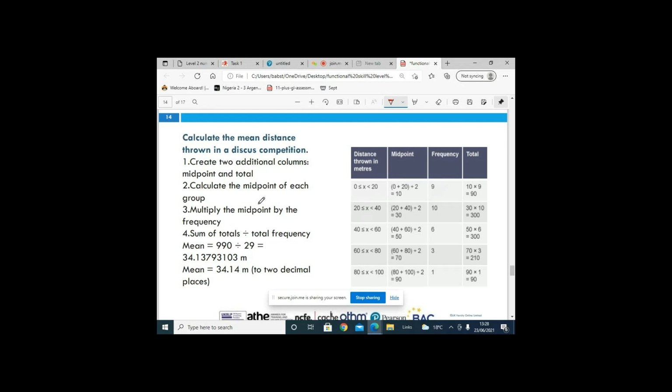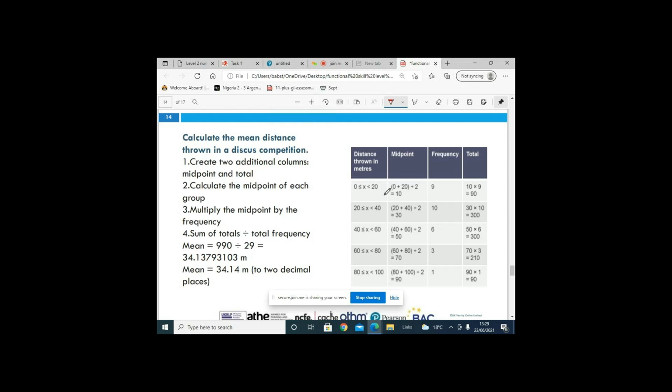So this is what they call the estimated mean. From 0 to 20, the frequency is 9. Between 20 to 40, you find 10. Between 40 to 60 is 6. Between 60 to 80 is 3. Then between 80 to 100, you find one number there. So in this case, you don't have a number directly you can multiply with. When you have a range of values, the best thing to do is to find a midpoint.